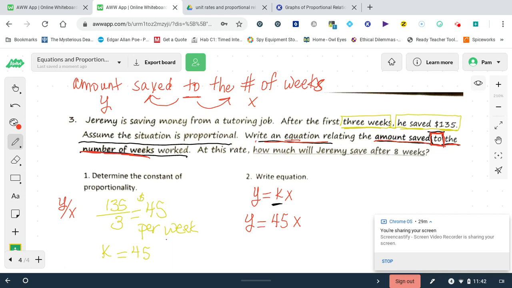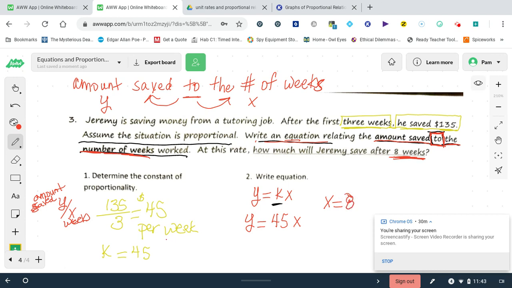And then it says, at this rate, how much will Jeremy save after 8 weeks? Okay, so 8 weeks. Well, 8 weeks is represented by the variable x. x is the variable weeks, because this was the amount saved, and x was the weeks. So since it's 8 weeks, x is 8.